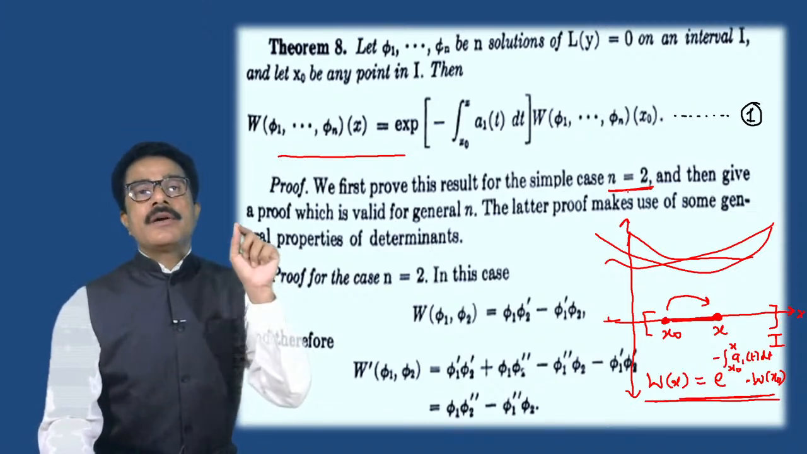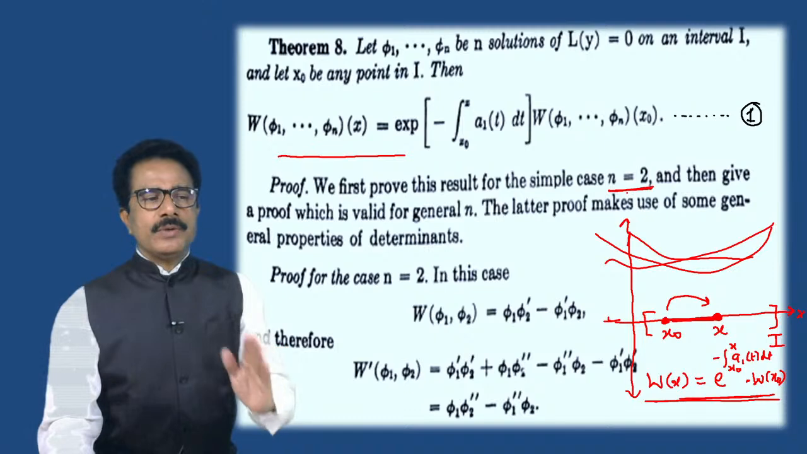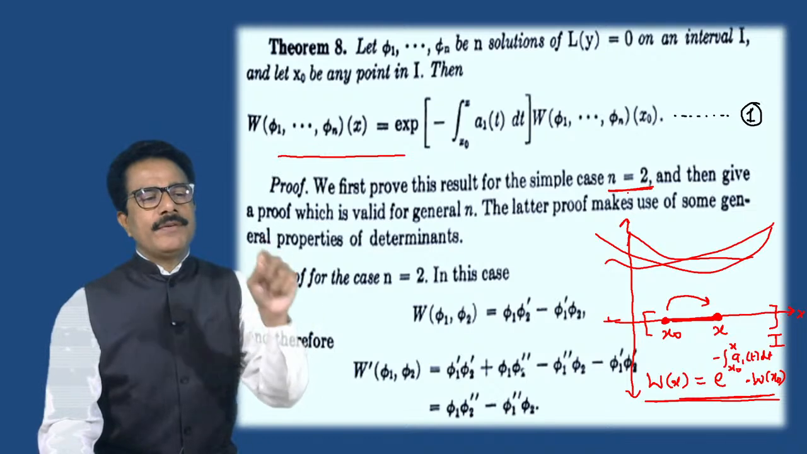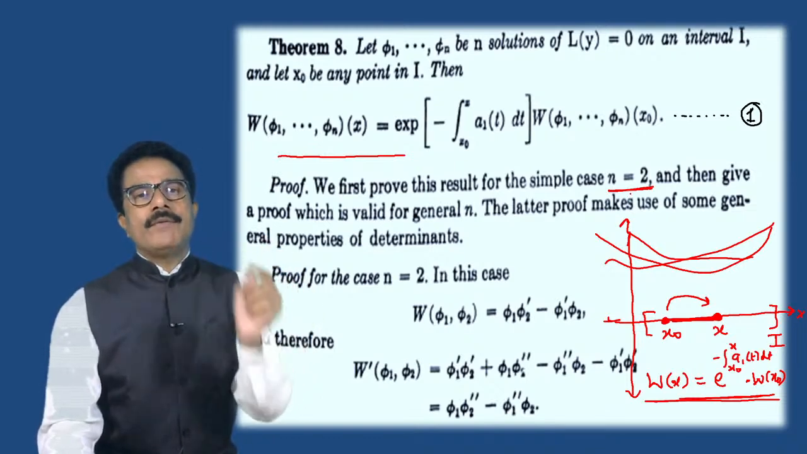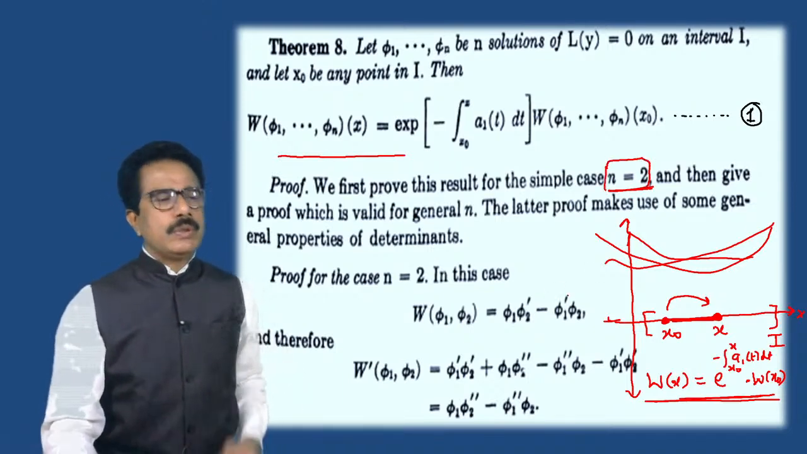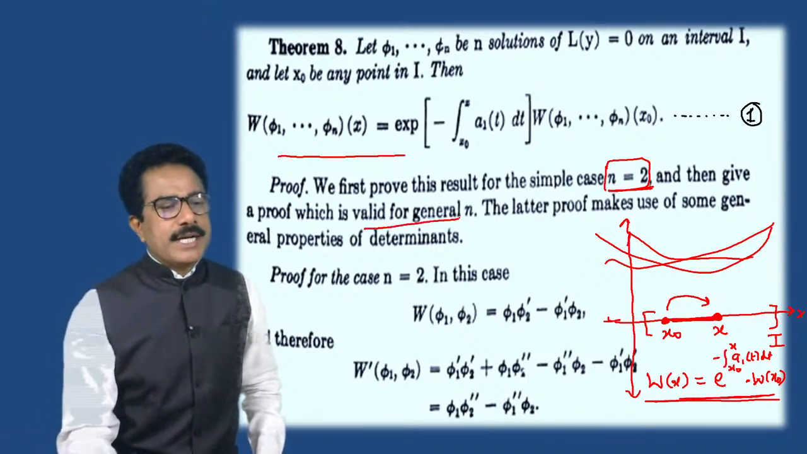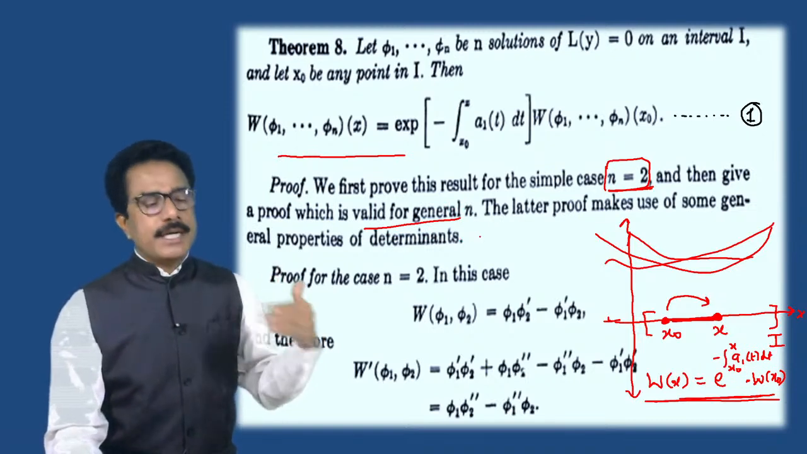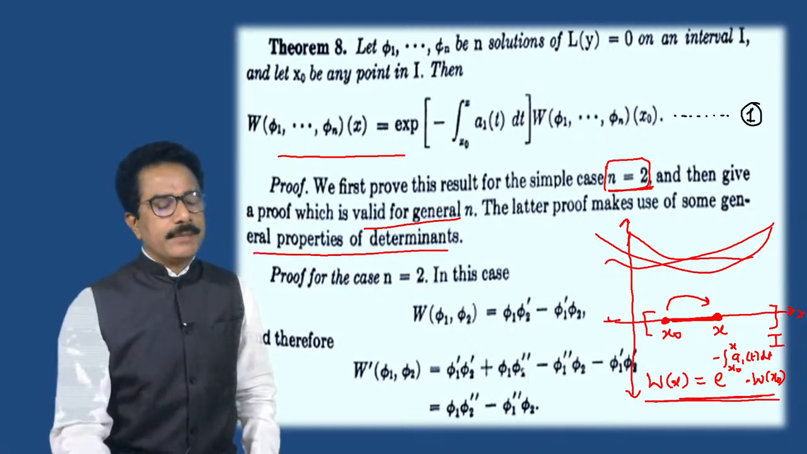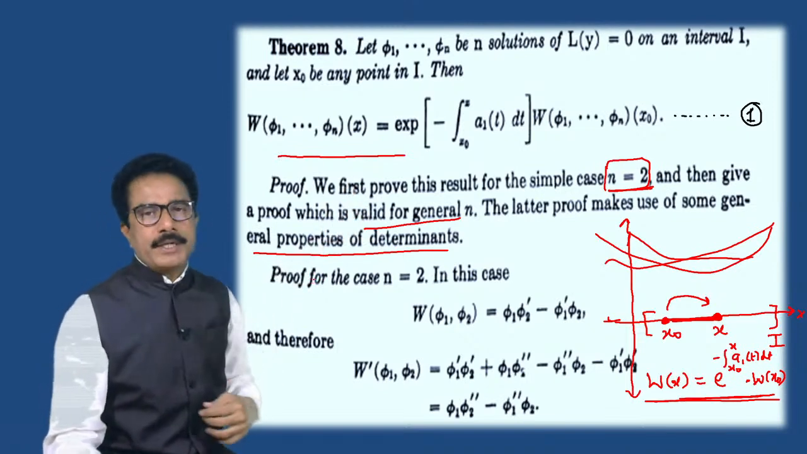That means the Wronskian of phi1 comma phi2 of x is equal to e raised to minus the integral from x naught to x of a1 of t dt, times the Wronskian of phi1 comma phi2 of x naught. That means we have to prove this for n equals 2 and give a proof which is valid for general n. Later the proof makes use of the general properties of the determinant. Now we have to use this theorem for the general properties of the determinant.